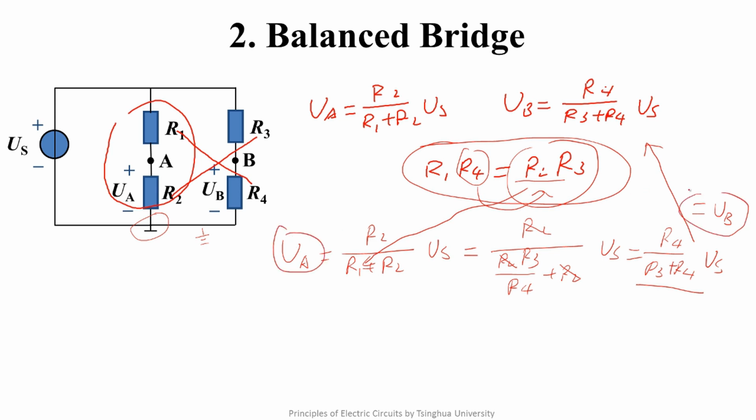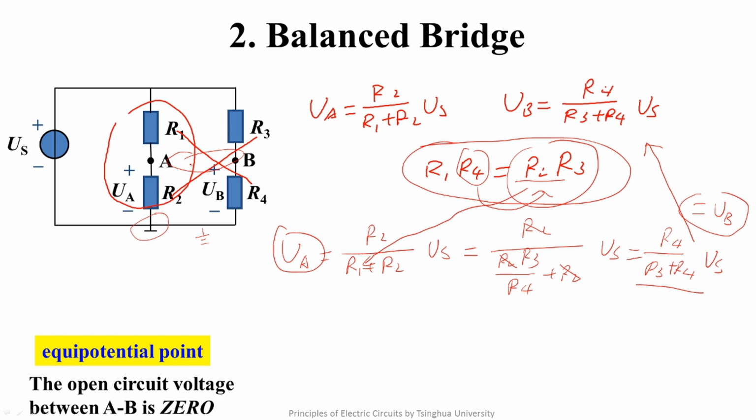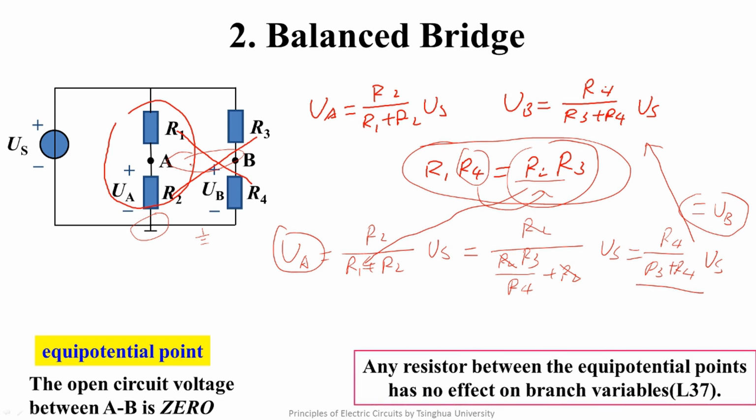If the open circuit voltages of the two nodes are equal in the circuit, we call these two nodes the equipotential points. There is a very important conclusion in the circuit, that is, when we use any resistor to connect the equipotential points, it won't change other branch variables. That means between the two equipotential points, it can be open circuit, that is, infinite resistance, short circuit, zero resistance, or any resistor. There isn't any change for other branch variables in this condition.